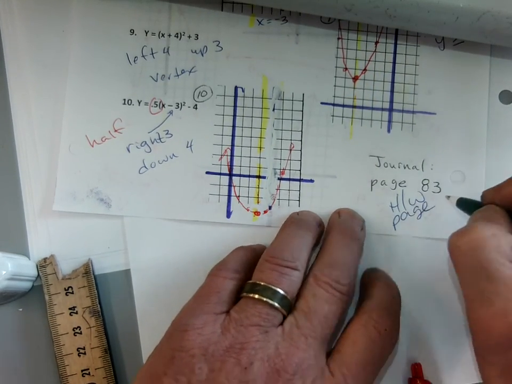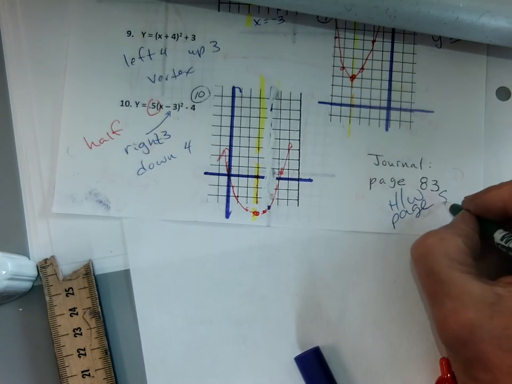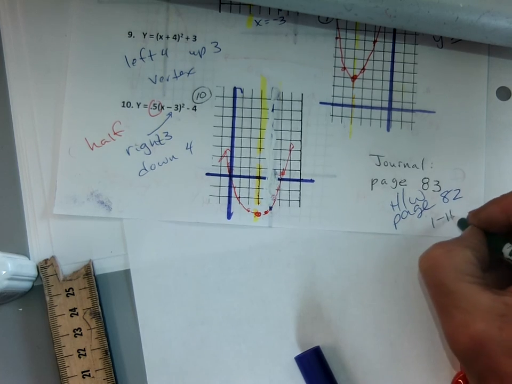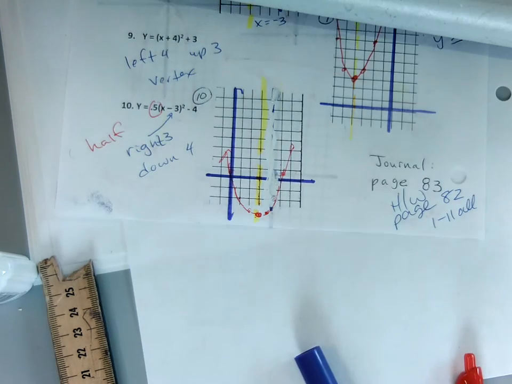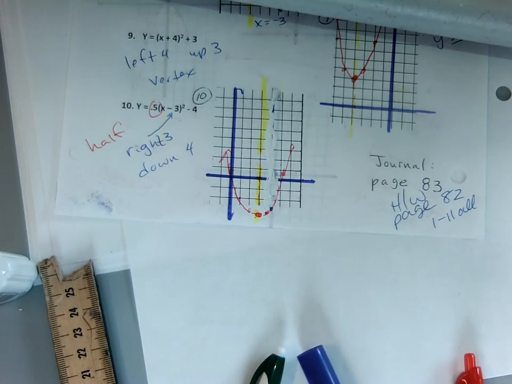So homework. I know I'm giving you homework over the weekend. That's just the way it goes sometimes. Page 82, but we can get a lot of it done. You guys can see how easy it is. Page 82. We're going to do 1 through 11 all. 11 is just like our egg drop. You'll take a look at it. Okay, so that's all I have.